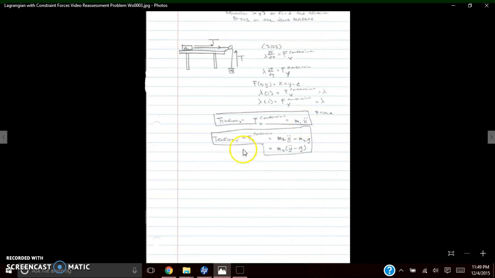because that's what we got for our Lagrangian multiplier on the previous page. Also here we have tension in the y direction, which would be the tension of the string on mass 2, which would once again just be the force of constraint in the y direction, which is m2 y double dot minus m2 g, which ends up being m2 times y double dot minus g.